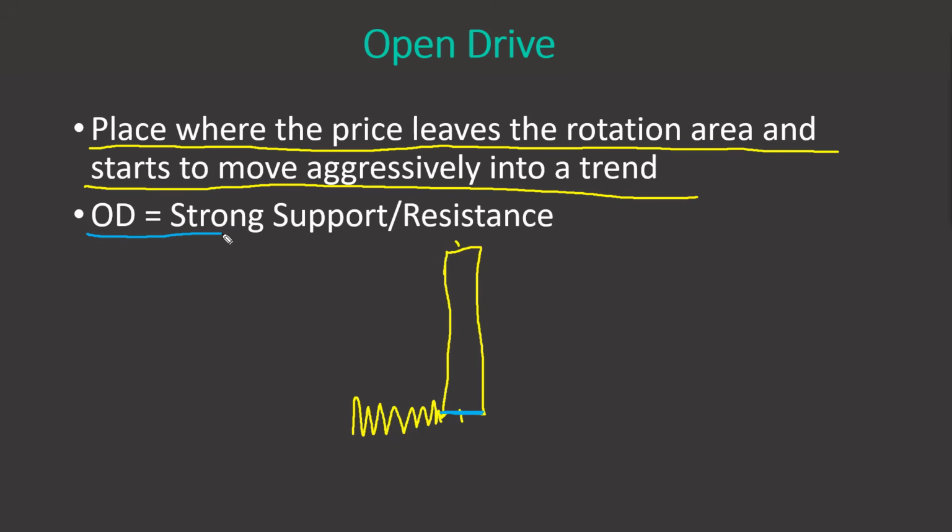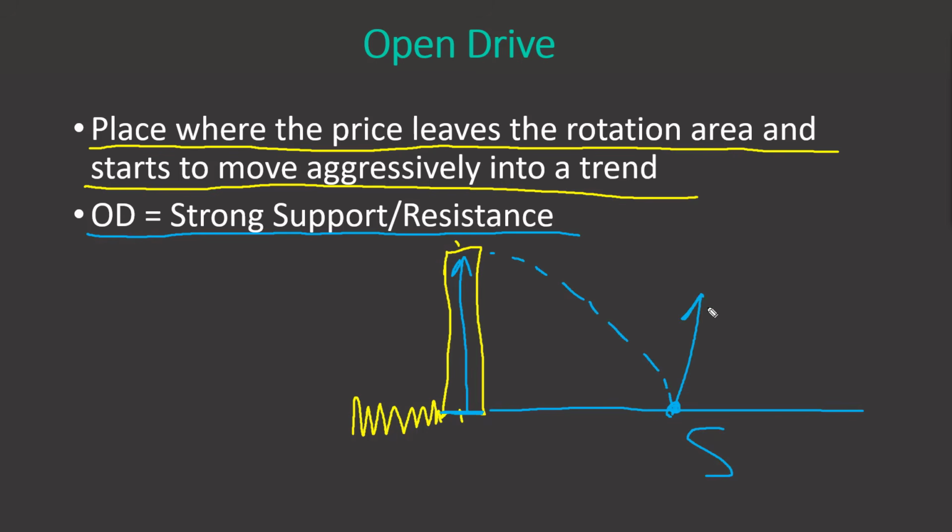And the open drive works as a strong support or resistance zone. In this case, because there was a strong buying activity starting from that open drive, this would work as a strong support in the future. So if the price went back, then it's long from there.